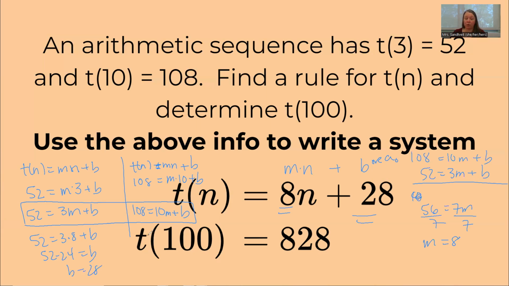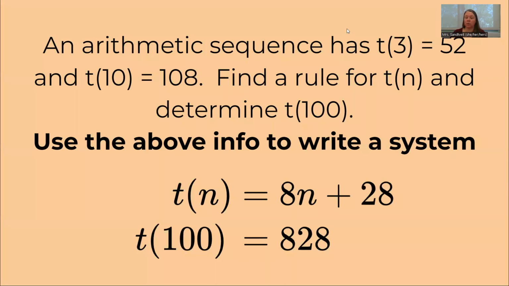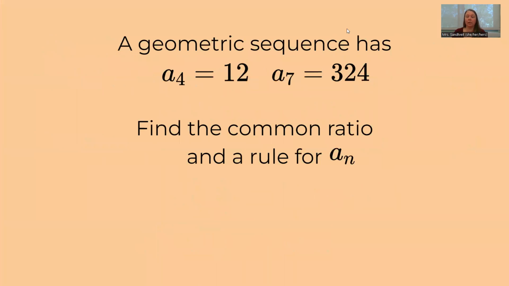All right, and then if I want the 100th term, I can just plug 100 in here for n. So 8 times 100 plus 28 is 828. Okay, so this is an example of an explicit formula because I can just plug that 100 in to get to that final answer. And then this one is the same idea, except that it is geometric.